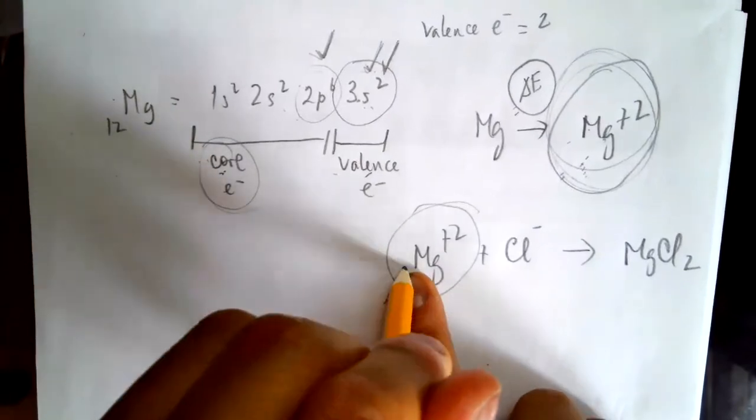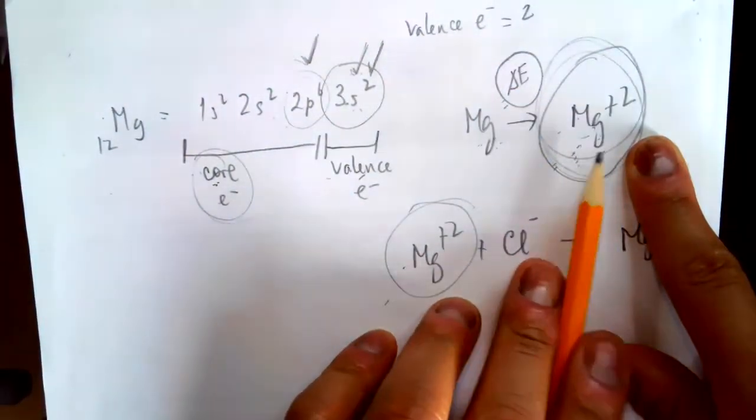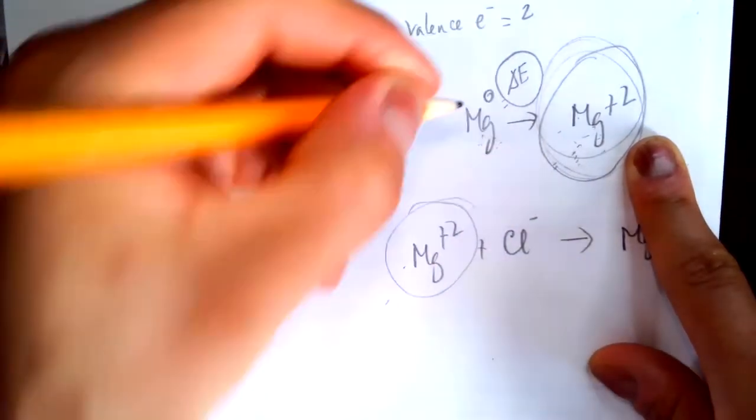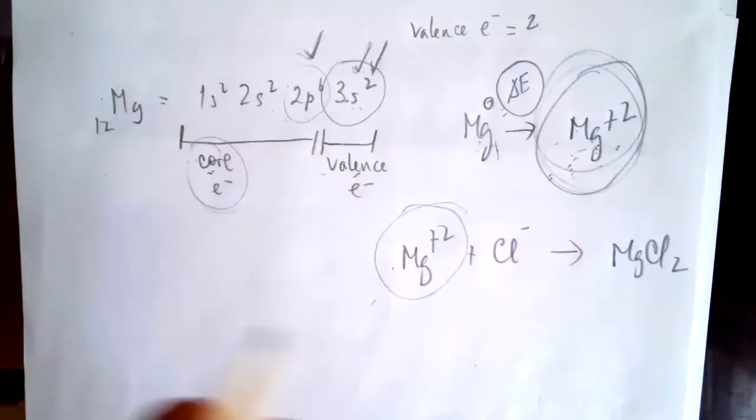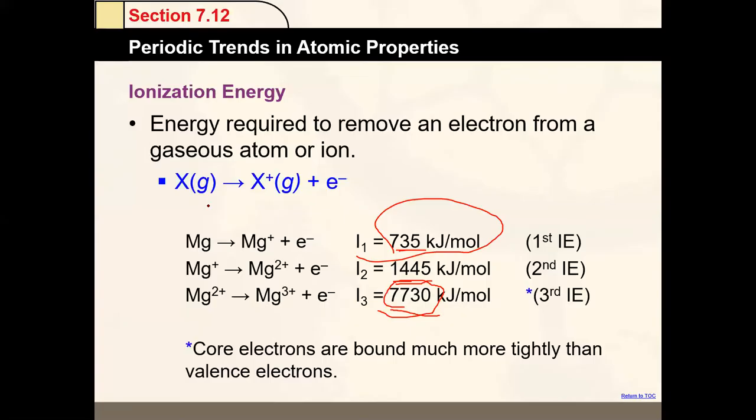How do I know if I have Mg plus two? If I have enough ionization energy to ionize magnesium zero to magnesium plus two. Okay? So that's why this theory is important. But normally, nobody really thinks of that. We always assume that magnesium ionizes into magnesium plus two. Okay, let's continue with ionization energy.